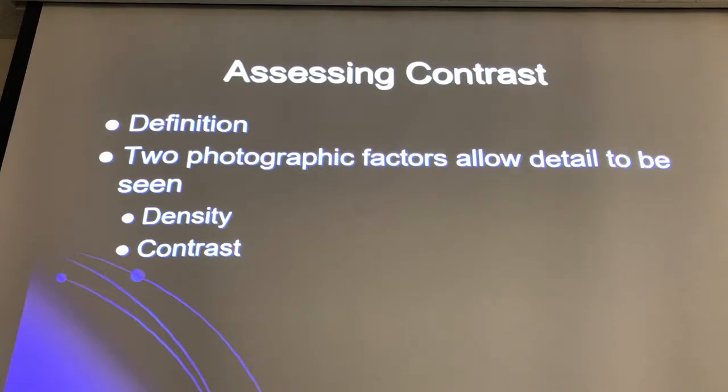I was just going to say the scales of gray refers to the different dark and light areas on the image, and they help us see detail. And why is that important? Just to see the different pathologies.